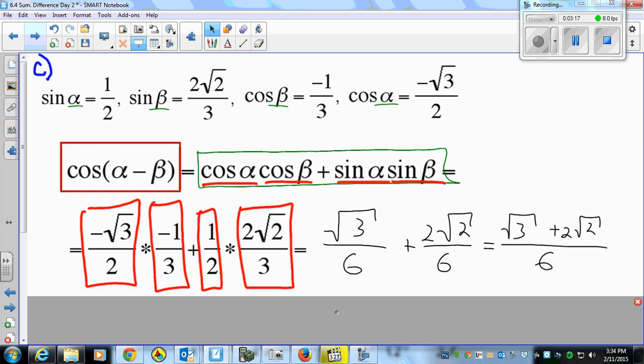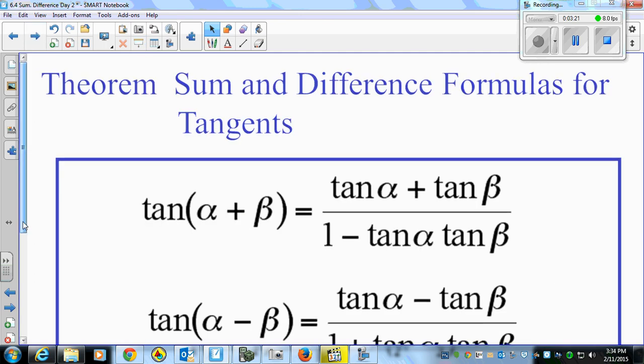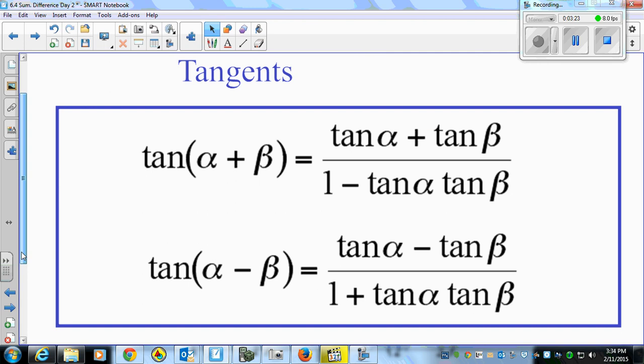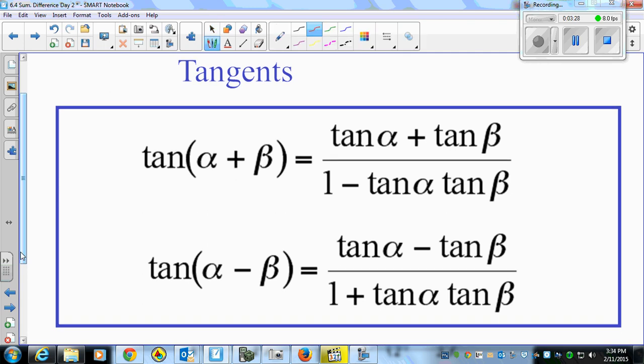Alright, so the second type of question we're going to be asked is dealing with tangent functions. Just like our sine and cosine, we can use sum and differences of tangents. Just recognize for an addition of alpha plus beta, we have addition in the numerator, subtraction in the denominator. For a minus, we have a minus in the numerator and addition in the denominator.